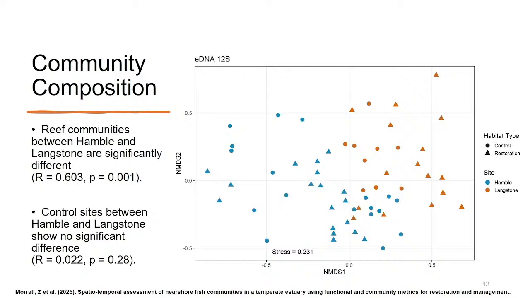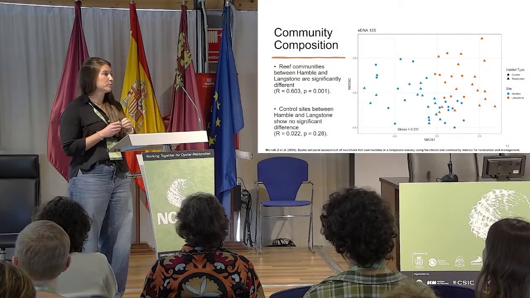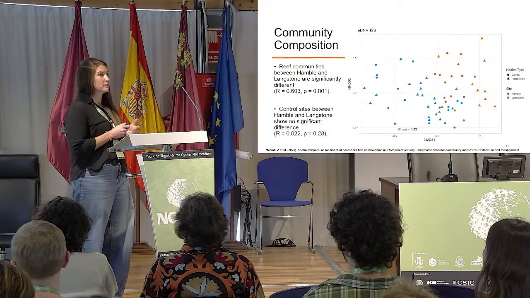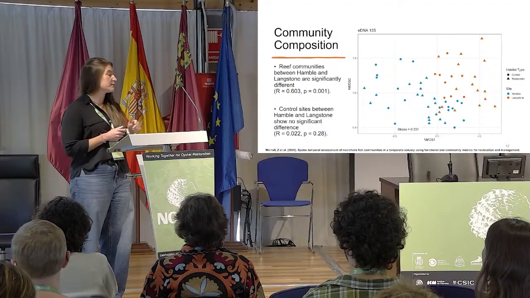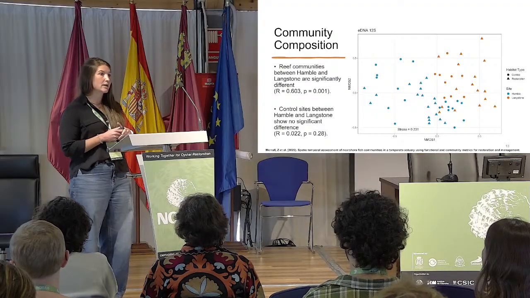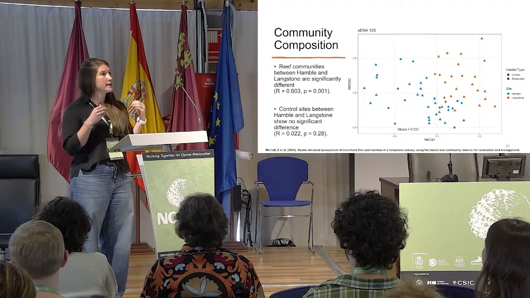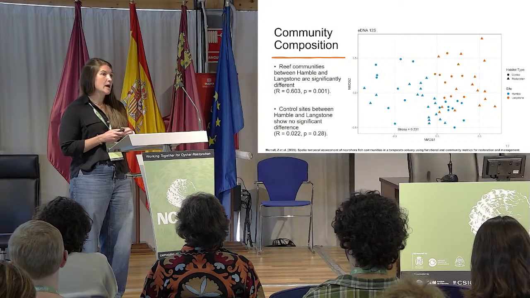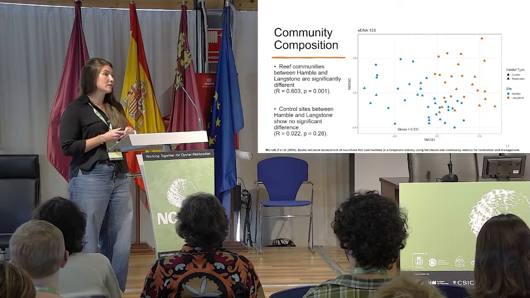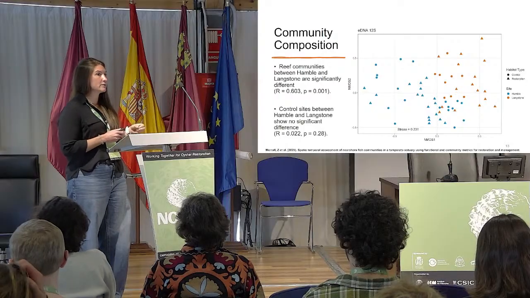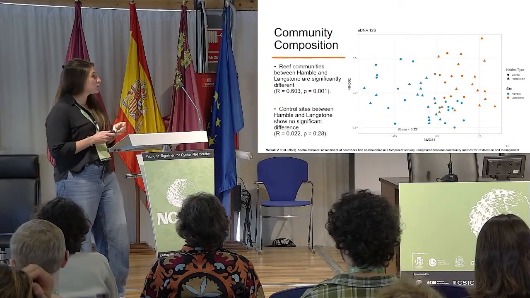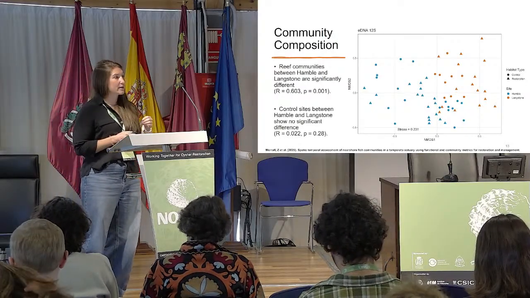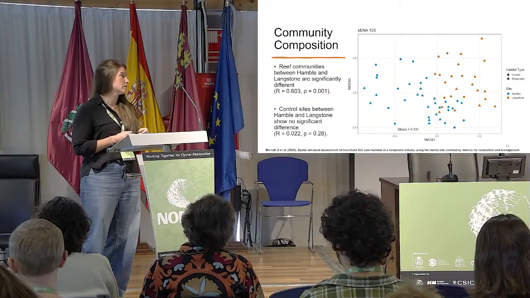being the restoration sites. What we can see here is a really clear difference between our two sites. They're separating quite nicely. There is a slight overlap in the middle of the plot, which is mainly driven by our control sites, which was confirmed with the statistics that there was no significant difference between our control sites at Langston and Hamble. However, when you look at the outskirts of the plot, that's dominated more by our restoration sites. Again, confirmed with statistics that the reef communities between Hamble and Langston are significantly different.